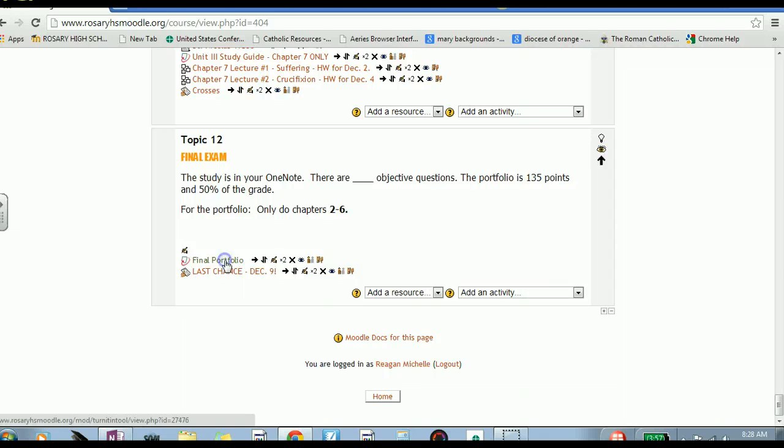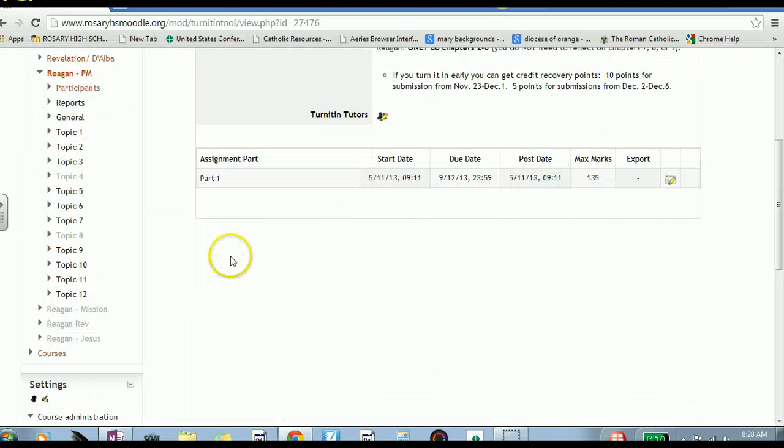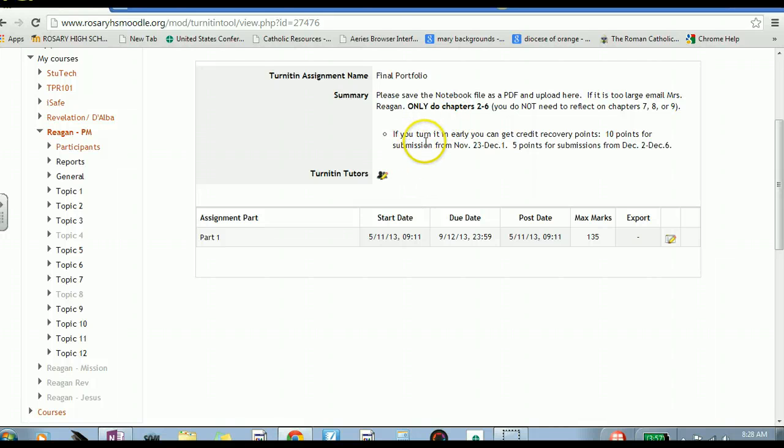If you click on the assignment here, it says that if you turn it in early, you can get credit recovery points. That basically adds points to any points you lost. It's not extra credit, but it recovers points you lost. For example, if you got a 10 out of 15 on a quiz and you got 3 credit recovery points, I would add those and it'd be a 13. So if you turn it in early, you could get 10 points for submissions between November 23rd and December 1st, and 5 points for submissions between December 2nd and December 6th.